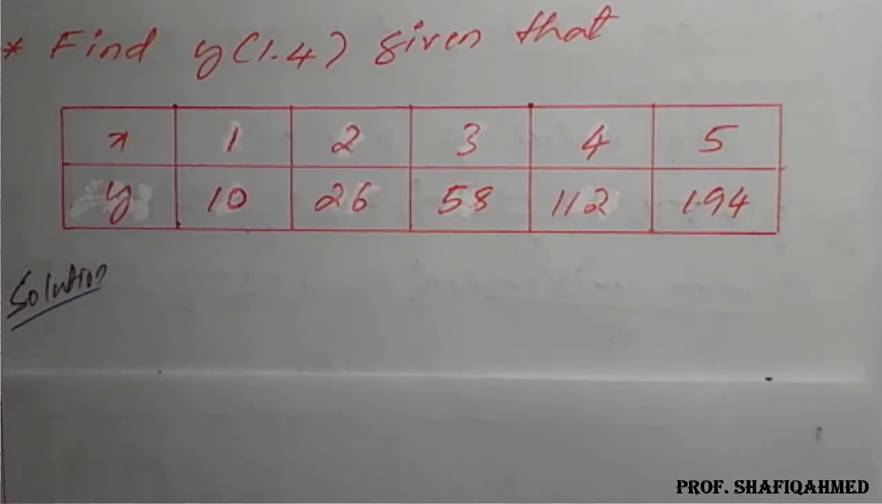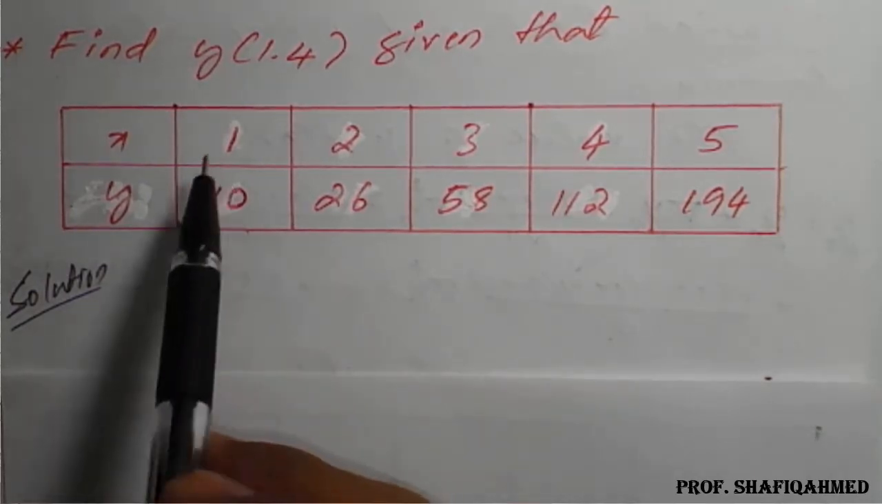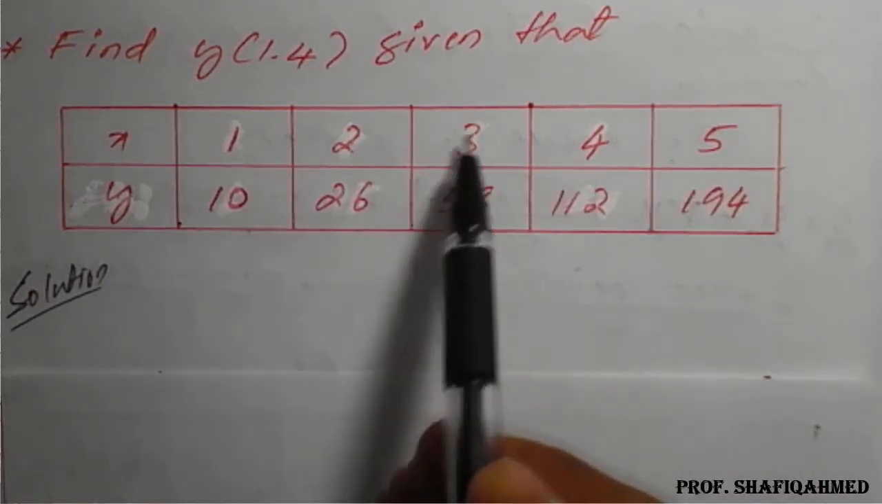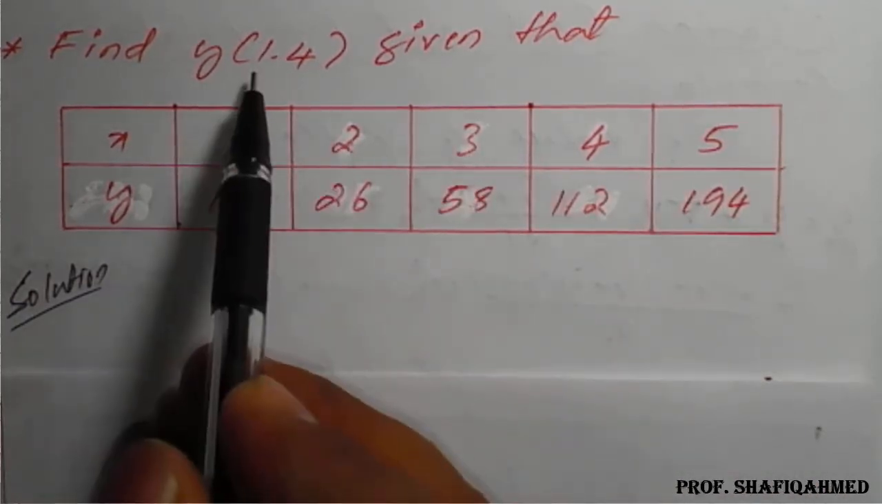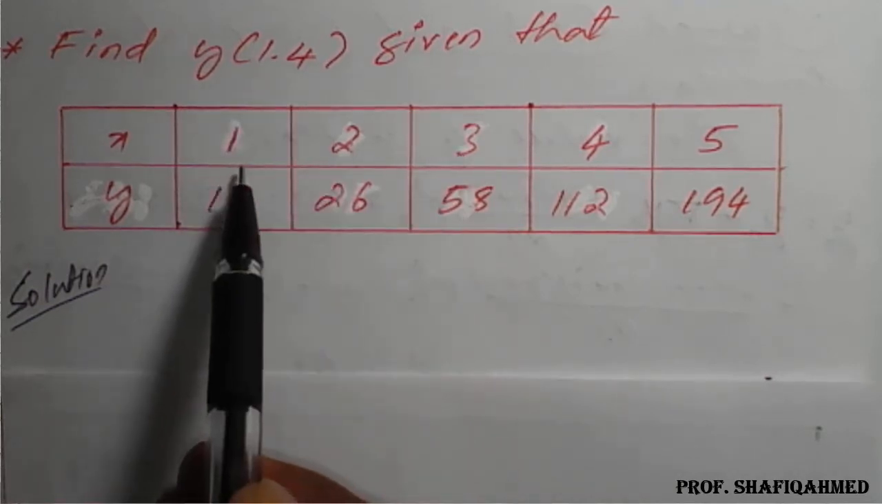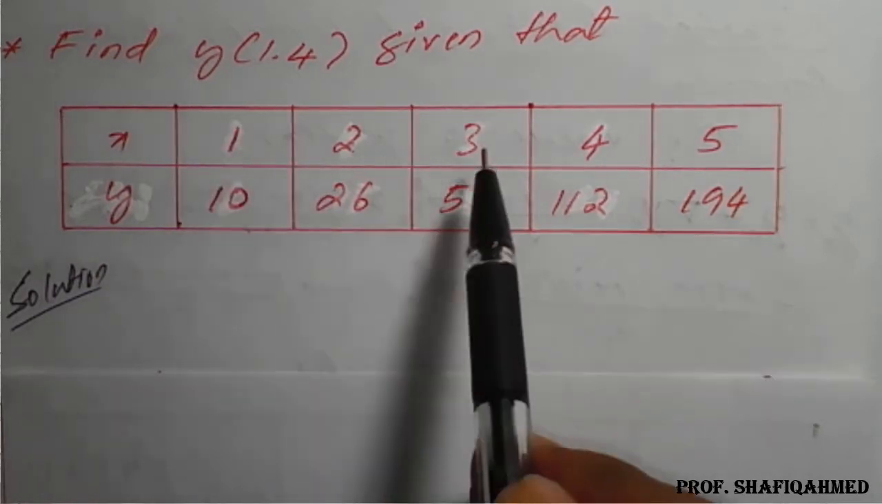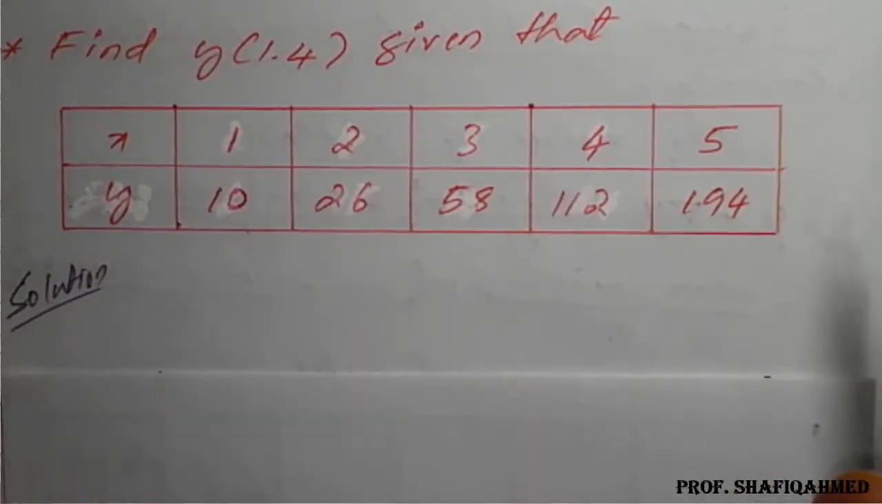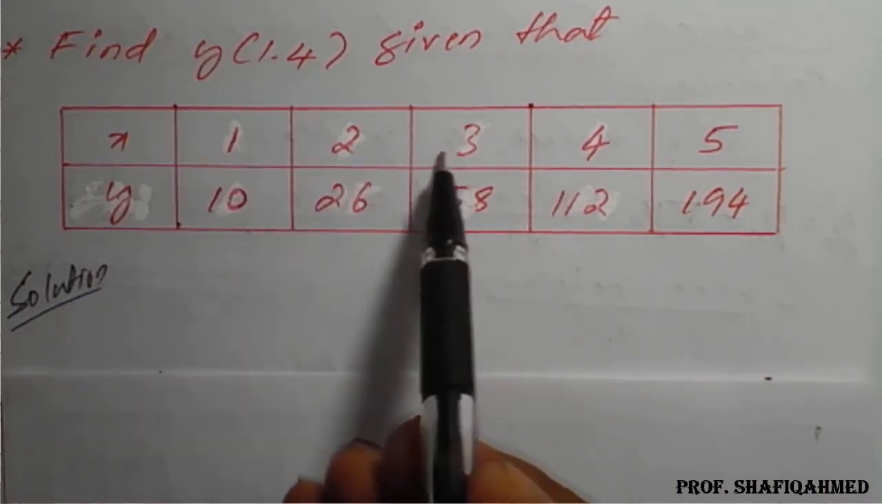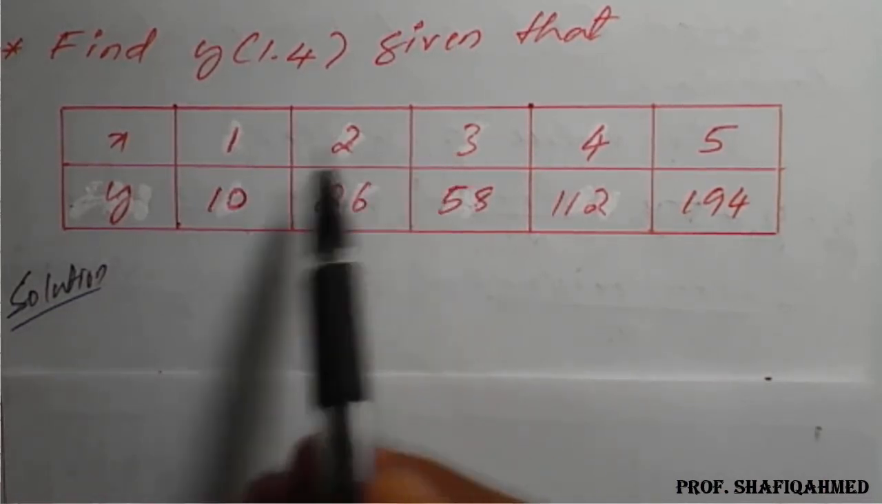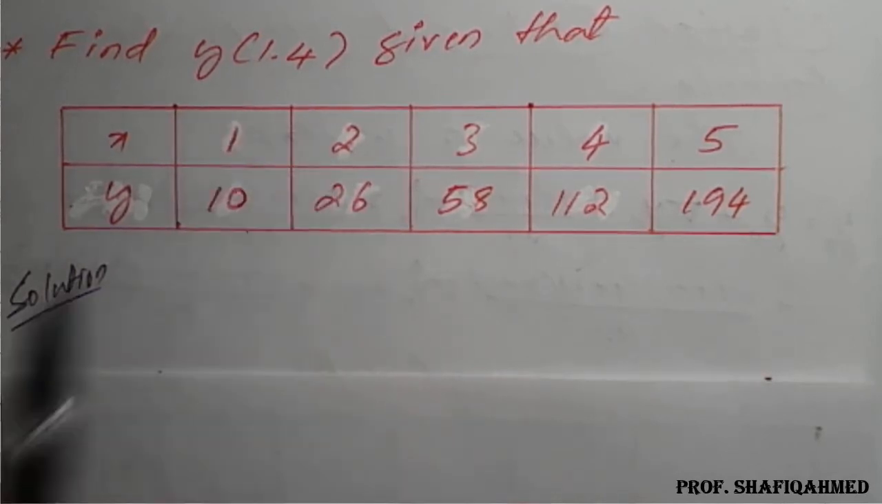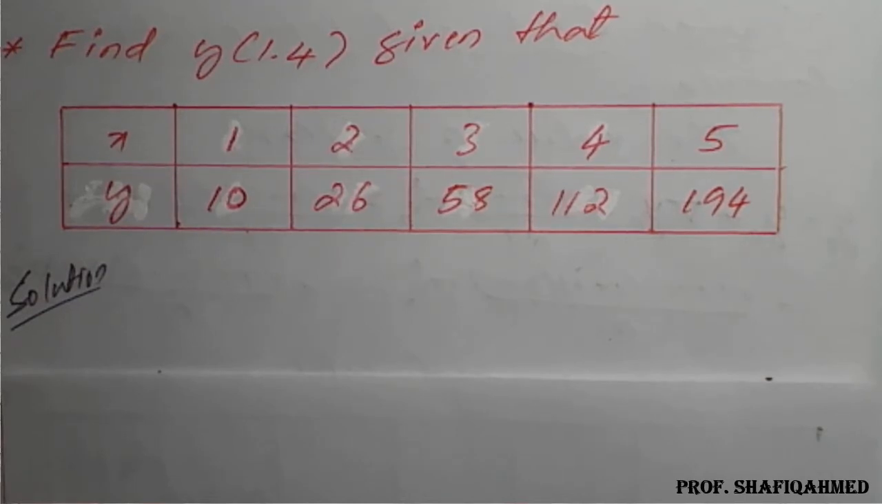Now just see when to apply the forward formula and when to apply the backward formula. Looking at 1, 2, 3, 4, 5, the mid value is 3. If the asked value is before the mid value, we have to use the forward formula, and if it comes after the mid value, we have to use the backward formula. So 1.4 is lying before the mid value, which is 3. Therefore we need to use the forward formula, and for that we need to build the forward table first, then apply the formula.